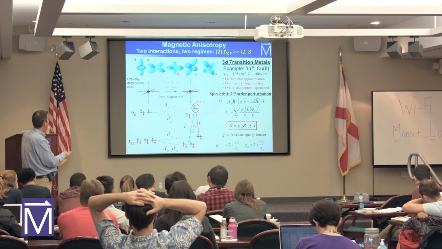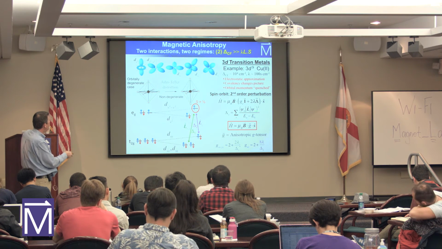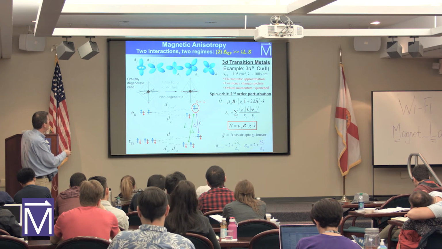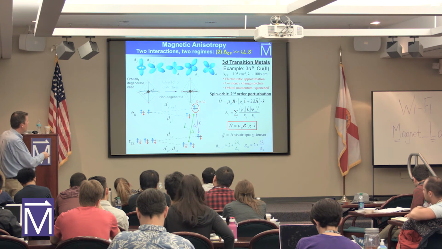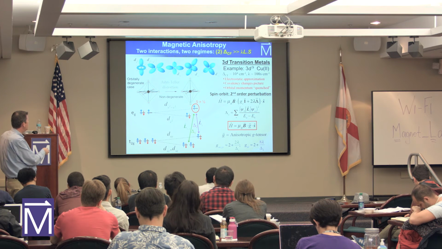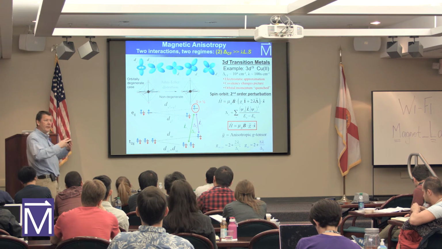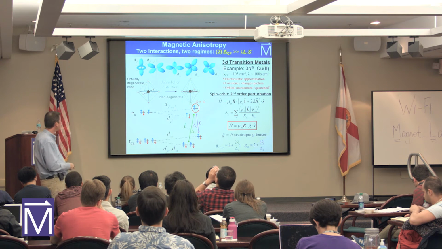And so you end up with a renormalized Zeeman interaction. Instead of having just g mu B times S, you end up now with a Zeeman interaction that has, instead of a g factor, a g tensor. And that g tensor contains the information about how this state mixes with the other orbital states. And so again, it can be related back to the structure of the system.